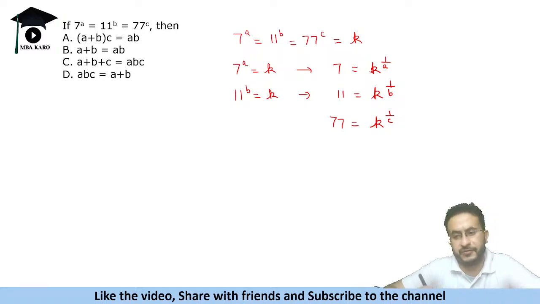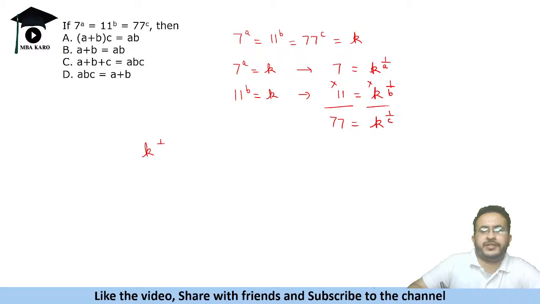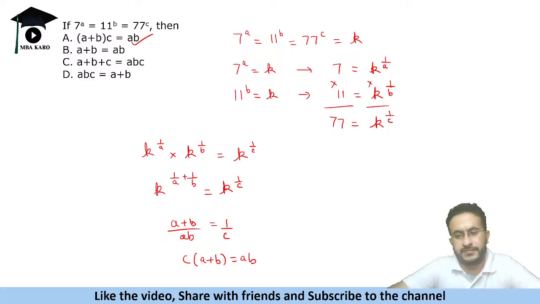7, 11, 77. What is the relation between them? 7 into 11 is 77. So you multiply that, you should get this. So k raised to the power 1 by a into k raised to the power 1 by b should be equal to k raised to the power 1 by c. So we need to add these powers. So we will get a plus b upon ab is equal to 1 upon c. So it gives c times of a plus b is equal to ab. Option A is the answer.